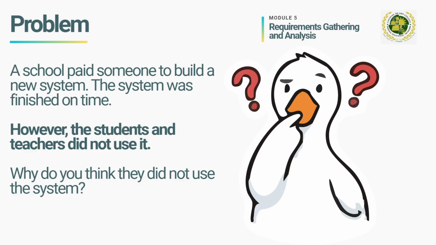Now, the system was finished on time. Everything was going great. Everyone was building the project very well. There were different types of users involved already. There were people building, there were developers communicating, and so on. However, the problem here is that the students and the teachers did not use it. So they paid for nothing in this scenario, right?